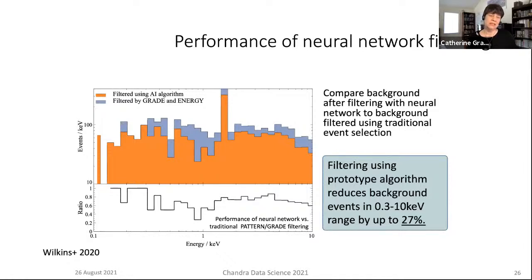On the left is an example spectrum, a background spectrum, where the gray is the particle background filtered with a standard event filtering and grade filtering. And the orange is the improvement, the lower background that you receive if you use this prototype algorithm, which reduced the background events in this band up to 27%. So this is very early work, but we're hopeful that it actually could do better than this with further effort.